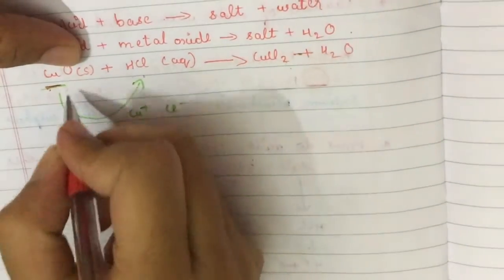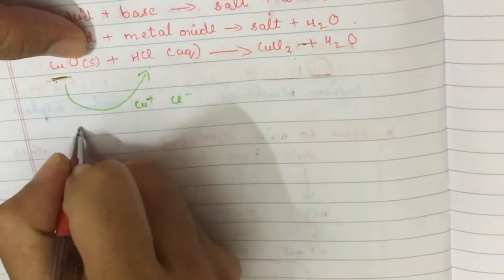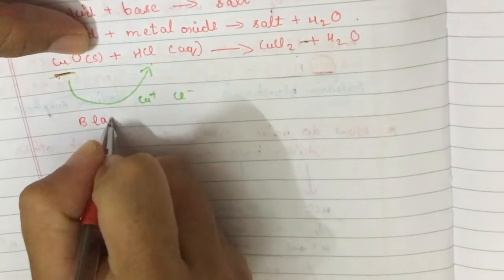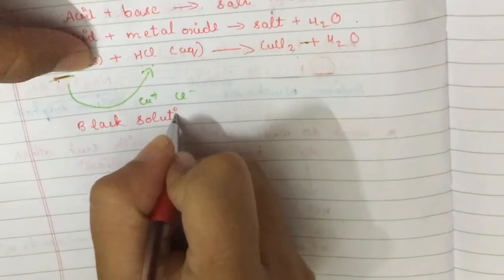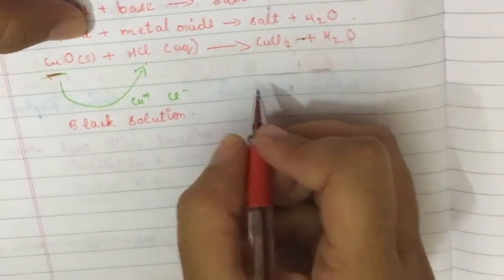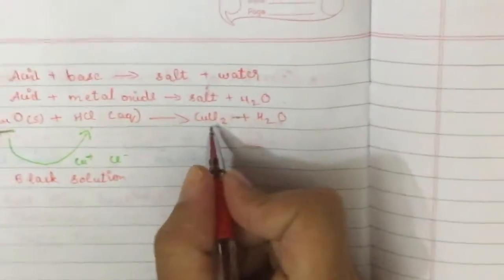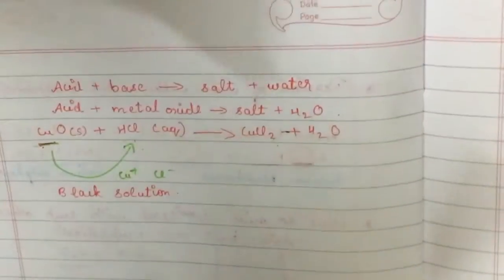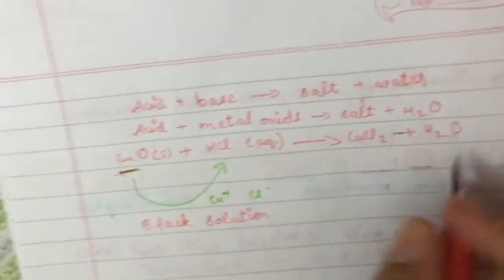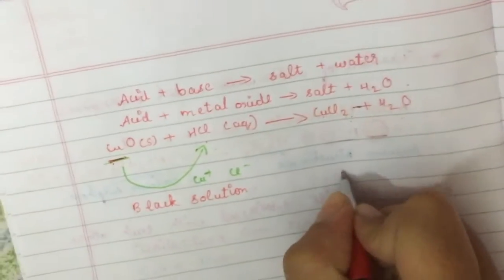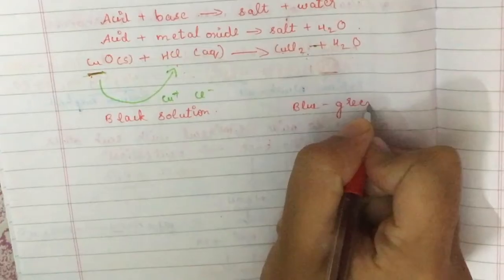change as well. And here the color of the solution is black. This is our metal oxide, which is black in color, and when metal oxide plus HCl, which is black in color, after some time reacts to form CuCl2, copper chloride, plus water, the color is blue. There will be a change in color from black to blue green.